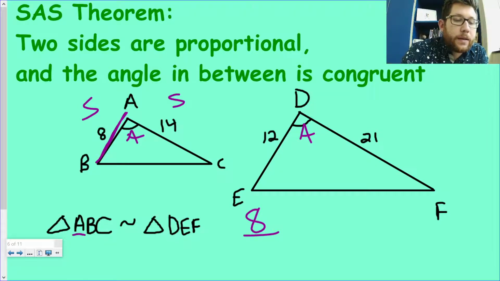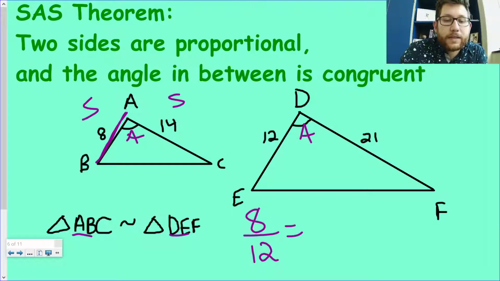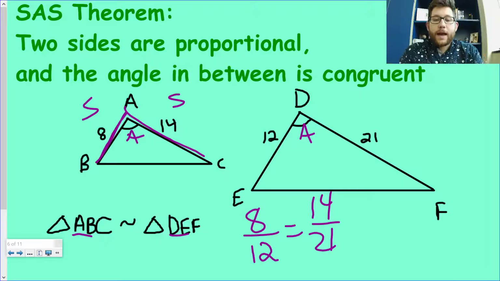So AB matches DE. This is just like we did with solving. I'm going to set them up, and then instead of setting one up with an X, I'm going to set this one up over here, 14/21. So now what am I going to do? Well, I'm going to plug this in my calculator. I'm going to do 8/12, and I get 0.6 repeating. And then I'm going to do 14/21, and I get 0.6 repeating as well. So those sides check out.